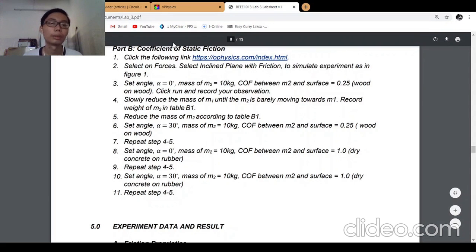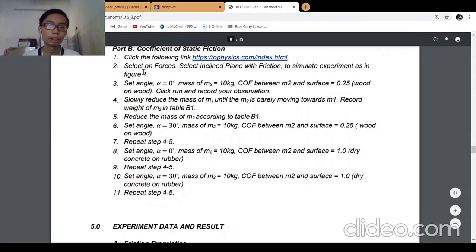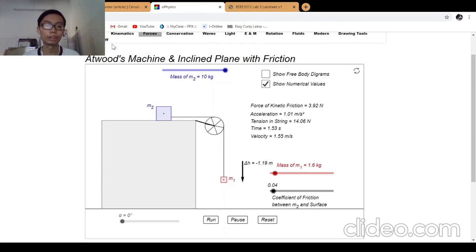I will here show the simulation of part B, which is the coefficient of static friction. First we go to the link, this link. Then choose force and select inclined plane with friction. Okay, this is the page we want. This is the simulation.